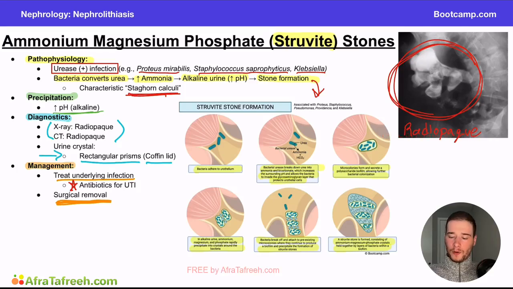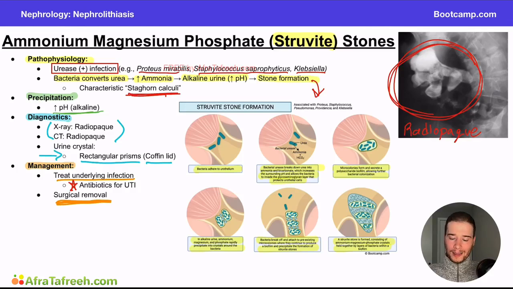So just as a quick summary for this video, the key thing I want you to keep in mind is that urease positive infections are going to be the big association here, right? A UTI, a urease positive infection. They likely will expect you to know which infections are urease positive. I've listed some of the really high yield ones here on this slide for you. The reason urease positive infections can cause this is that they create an alkaline environment, which is a more favorable environment for stone formation.